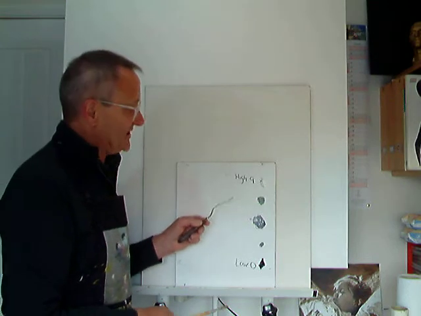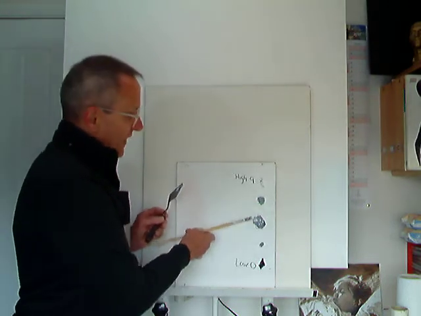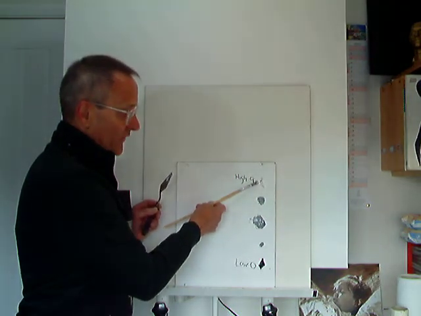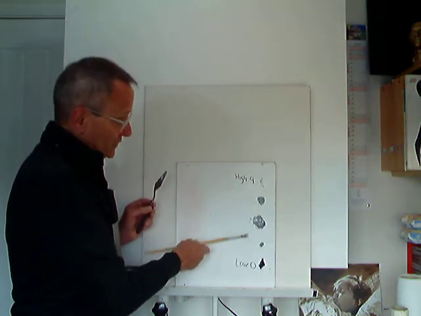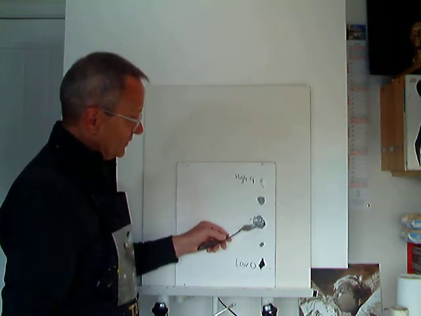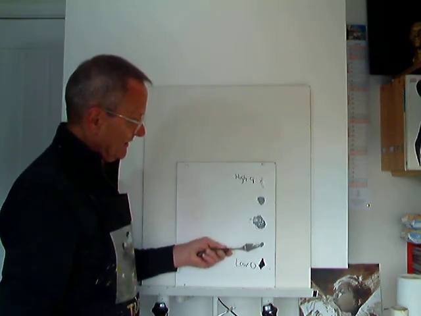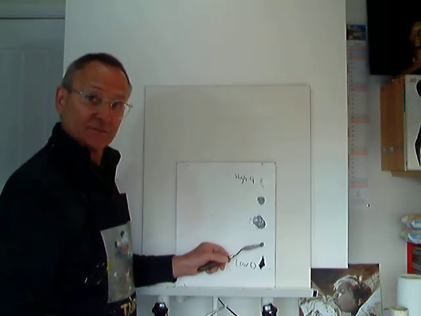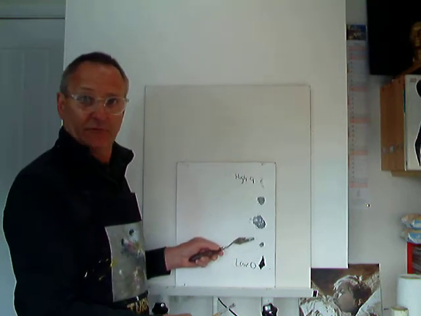What we've created there is a value that's higher than this mid value but lower than the high value. I'll do the same here. So we've got our mid value in there, and I'm going to take the same amount of black. This is ivory black that I'm using.